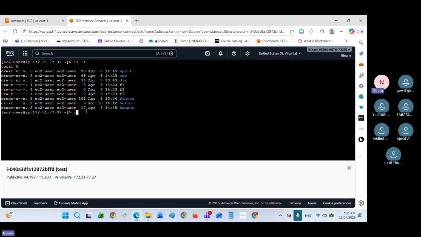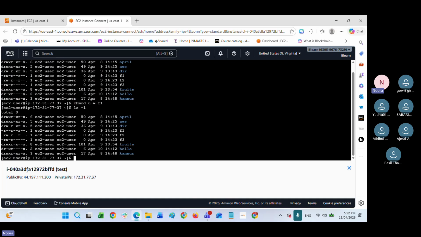Either chmod space u equal r, so automatically it will remove the write permission. Or, because in this particular case you already know what the permission is, you can perform u minus w, right? So whichever is feasible for you. Okay, did it get changed for F1? Yes or no? Yes.